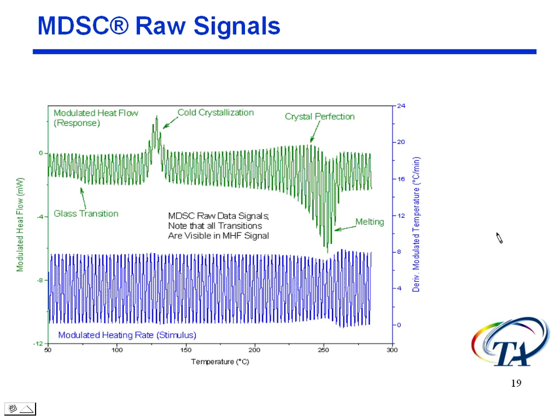Now let's take a look at the raw signals. It's always important to be able to look at these raw signals. Sometimes this gives you a warm fuzzy about the data, so that when you look at it, you know the data is correct. The green up here is our modulated heat flow data. The blue is our modulated heating rate. So this is our stimulus, and this is our response.